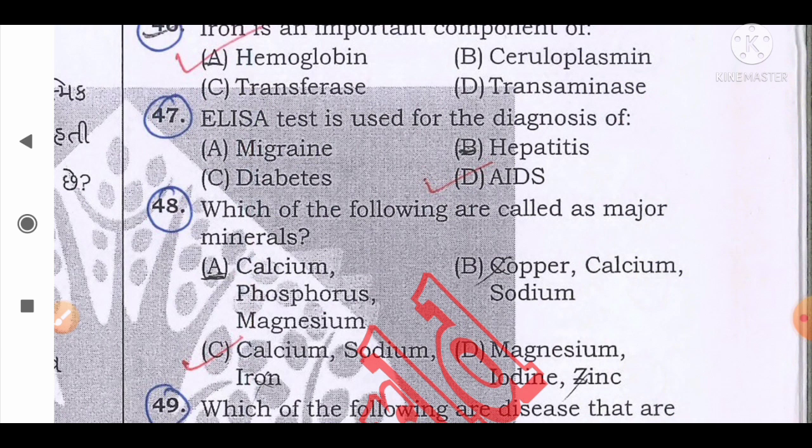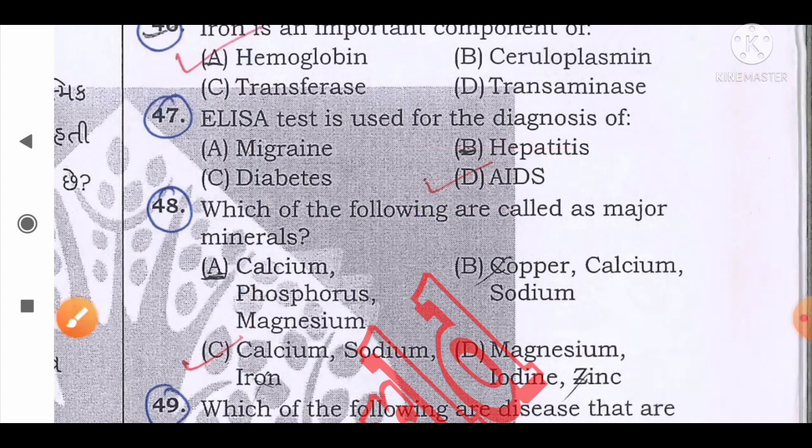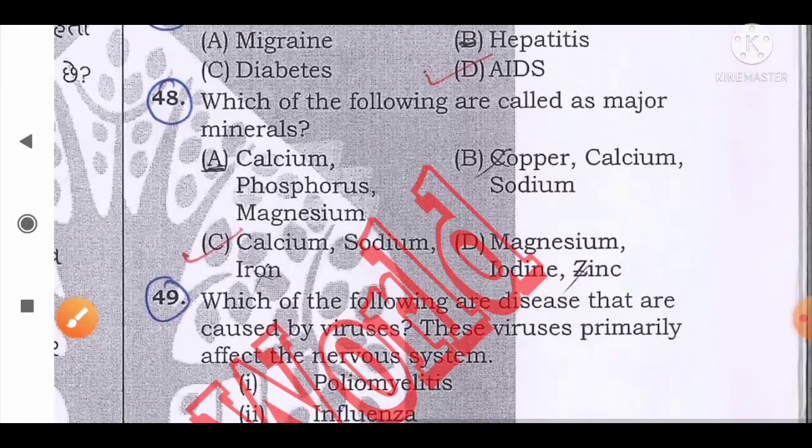ELISA test is used for the diagnosis of A, migraine. B, hepatitis. C, diabetes. D, AIDS. And the correct answer for this question, it is used for the diagnosis of AIDS. So D, AIDS is the correct answer for this question. Move to the next question number 48.